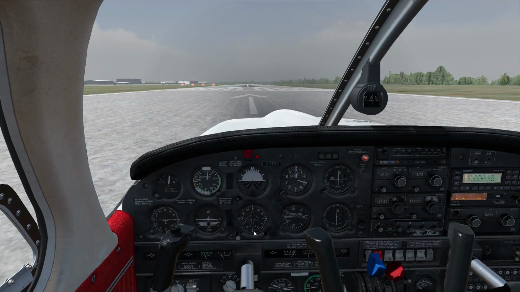When we're heading on 090, we're going to be pushed in that direction. So we're going to have to add 8 degrees to this one. So we're going to add 8 degrees to it. Again, we have to always turn into the wind.